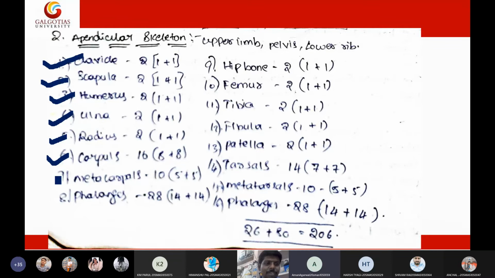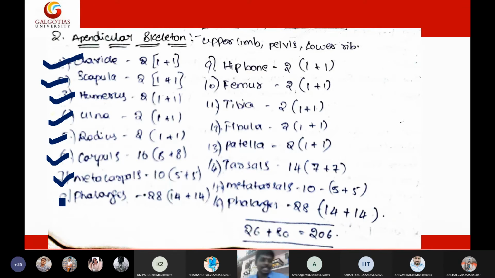Then metacarpals. What are metacarpals? Do you have any idea? After the wrist come the phalanges, the fingers. Wait, I will bring one thing. Okay, there's no chalk piece. I thought of bringing a chalk piece. Okay, leave it. So you have wrist bones, the carpal bones, then the second bones that arise from the carpal bones are called metacarpals. So we have metacarpals of 10, 5 each.